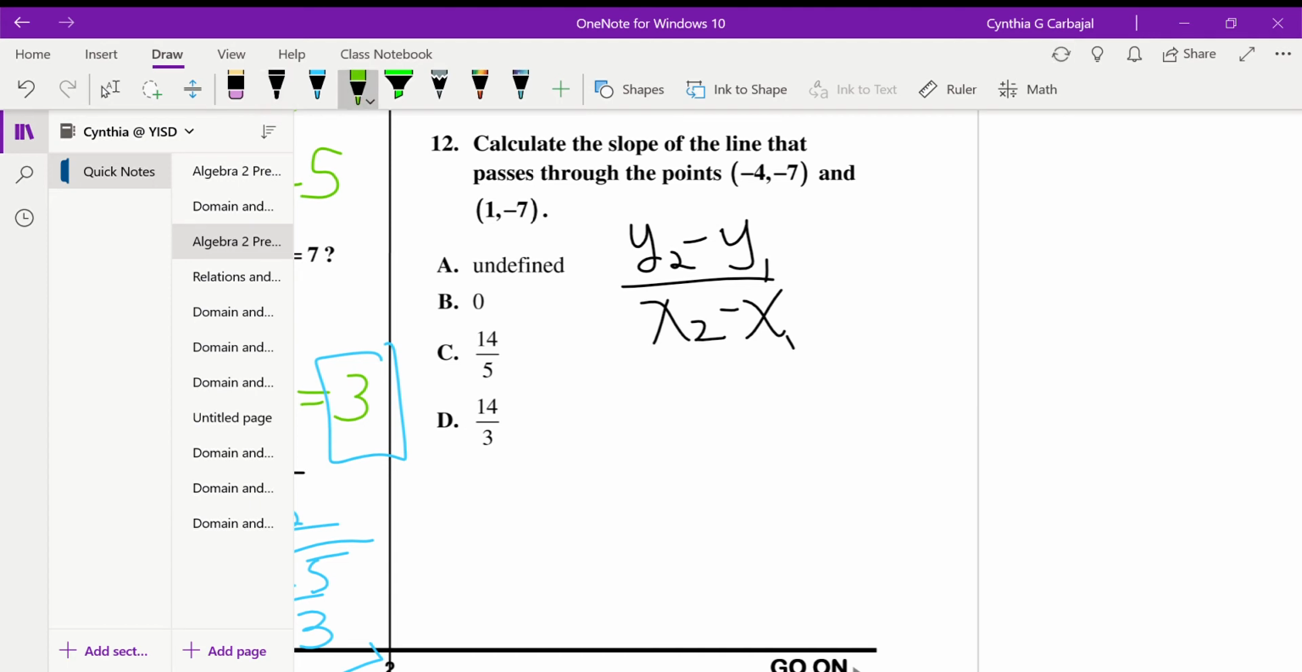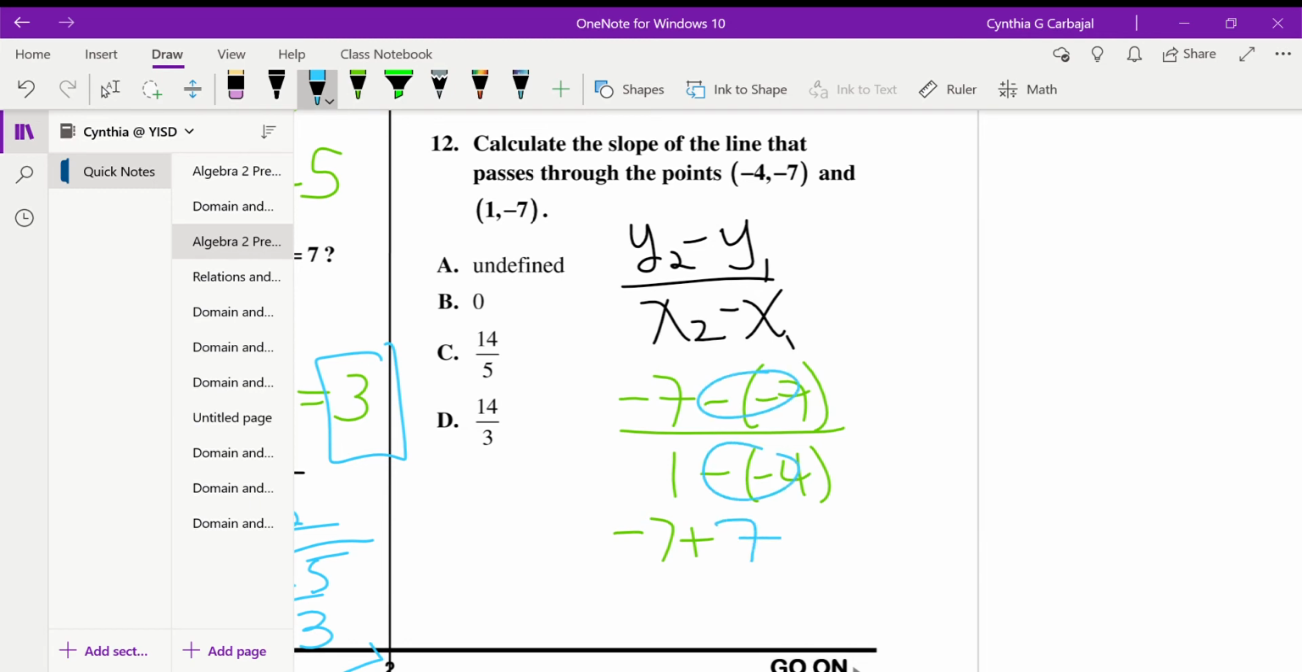So that would make negative 7 minus negative 7 on the top, and 1 minus negative 4 on the bottom. Careful with the minus and negative. Remember that when you have a minus and a negative together, it changes to a positive. So that's going to be plus 7, and 1 plus 4 because we have minus of negative 4. So negative 7 plus 7 is 0, and 1 plus 4 is 5. 0 divided by anything is 0.